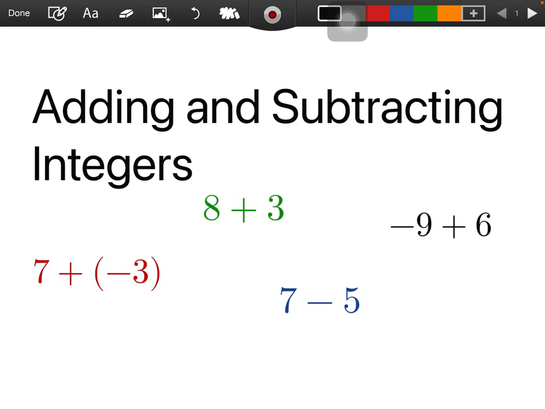Okay, we're going to do a really quick review on adding and subtracting integers. There is a fabulous song on YouTube by MC Santi that I'm going to play just a tiny bit of.